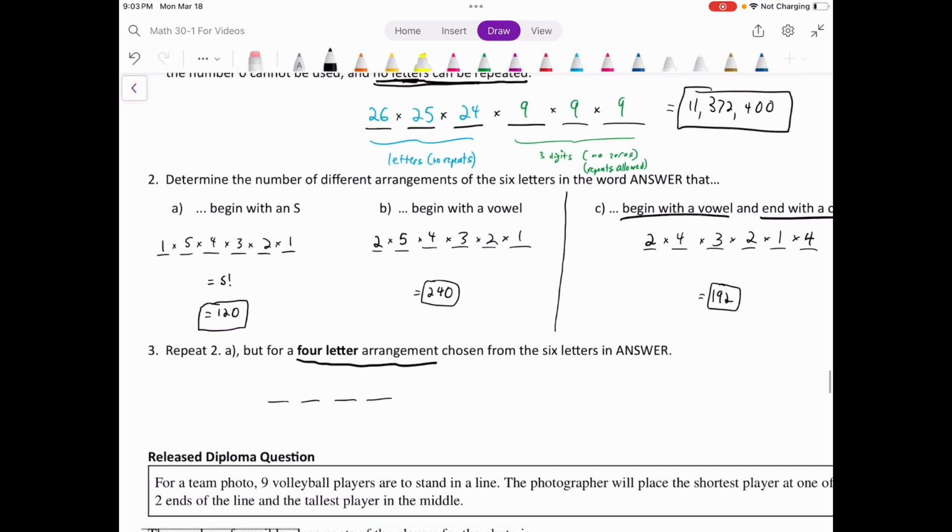So let's think about that. Well, again, 2A, it said begin with an S, right? So I still only have one option. It has to start with an S, right? But then I've used my S. I have 5 letters to choose from still, right? I still have 5 letters to choose from.